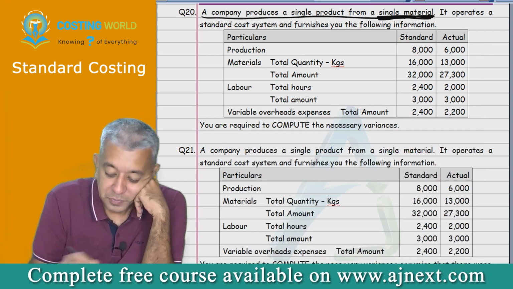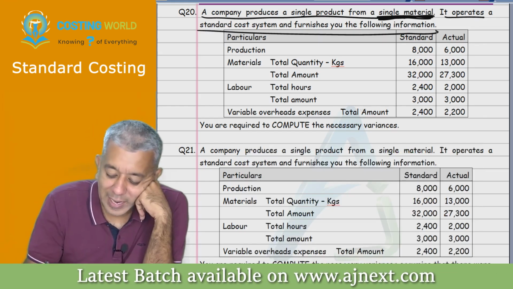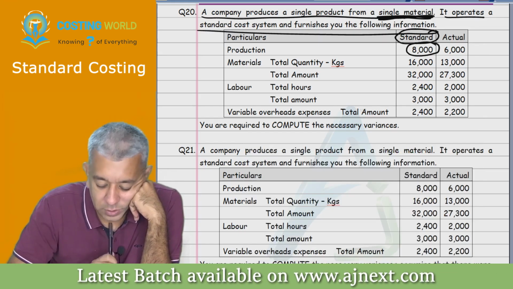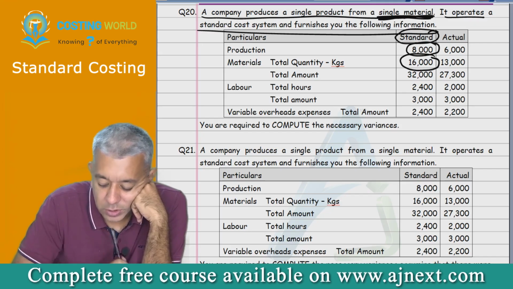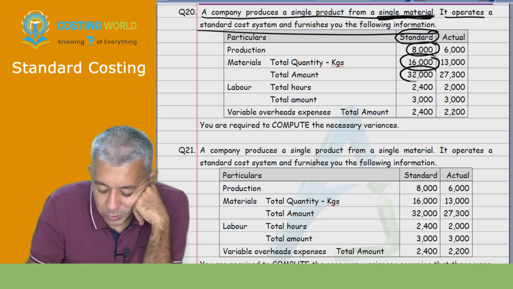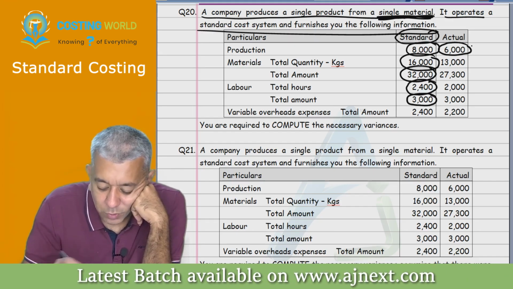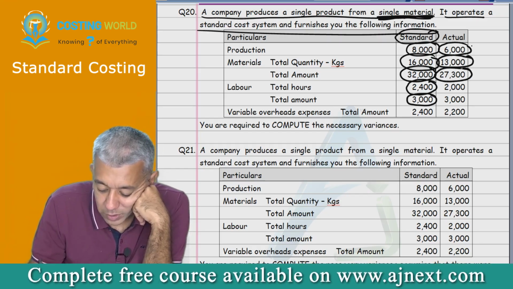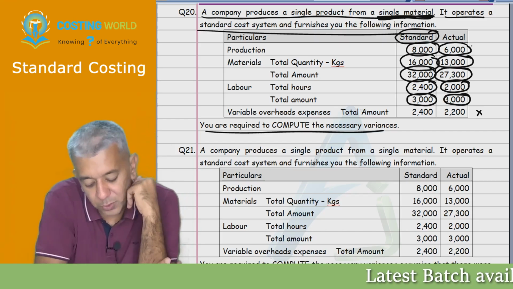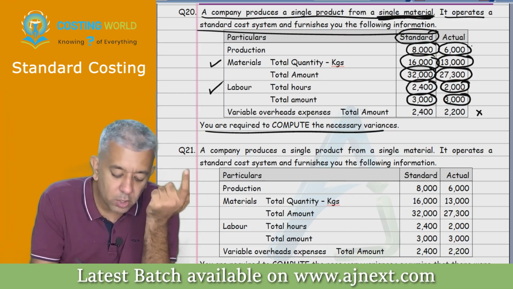Okay, further. It operates a standard costing system and furnishes you the following information. Standard data is for a production of 8,000 units. For 8,000 units, 16,000 kgs should have been consumed. Total amount 32,000. Labor hours 2,400, 3,000. But in reality, 6,000 units were made. This was the material, this was the amount. This was the labor hours, this was the amount. I'm not reading the last part. You are required to compute necessary variances. Necessary variances will mean all your material variances and all your labor variances.